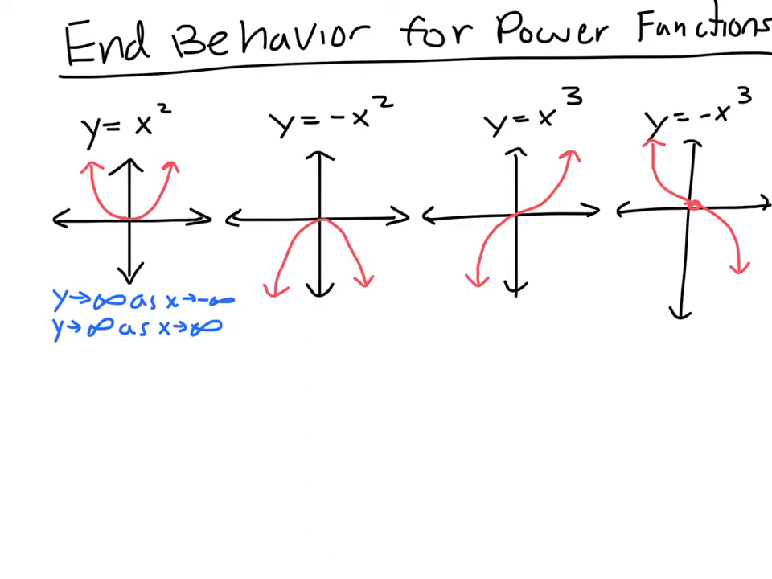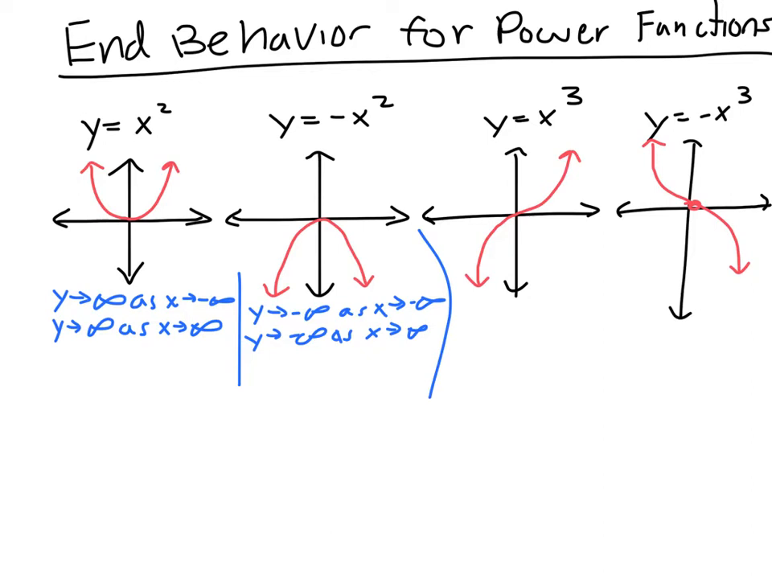All right, let's do the end behavior for the next one. Say x is going to negative infinity. What's y doing? y is also going to negative infinity. So let me draw a line here to separate this. So y approaches negative infinity as x approaches negative infinity. And then over here, as x is going to negative infinity, where's y going? y is also going to negative infinity. So y is going to negative infinity as x goes to positive infinity.